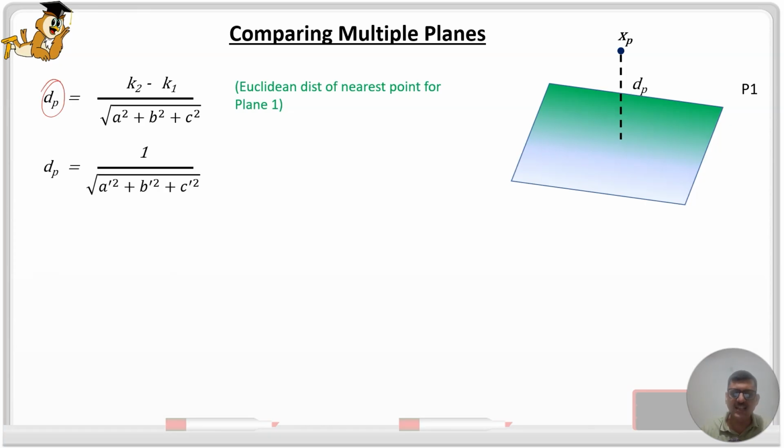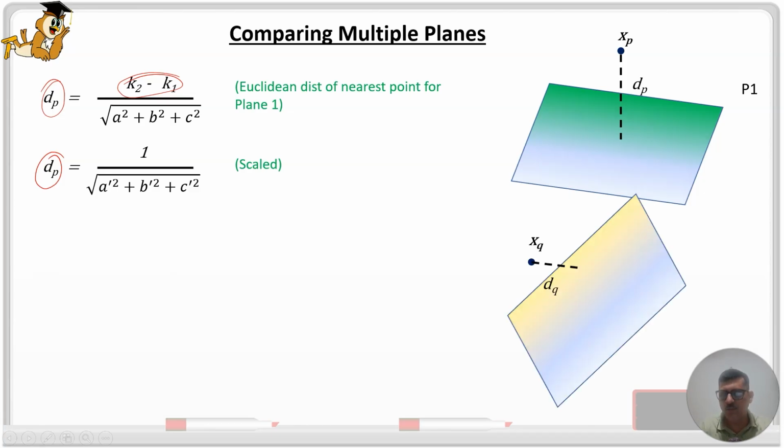I could normalize the values of a, b, c in the equation of the plane, so that if I divide the numerator and denominator by k2 minus k1, I will get the same dp as being equal to 1 over square root of a dash square plus b dash square plus c dash square. This is the scaled version of the equation of the hyperplane. But just because I scale the equation of the hyperplane doesn't mean that the Euclidean distance of that point from that plane is going to change.